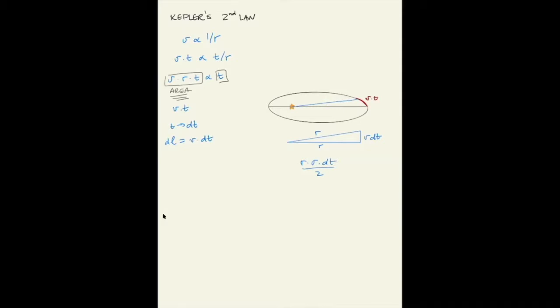And time is the mean anomaly. So the mean anomaly is not given by an angle. Mean anomaly is given by an area. Okay, the mean anomaly is proportional to the area. The question then is how to compute the area.